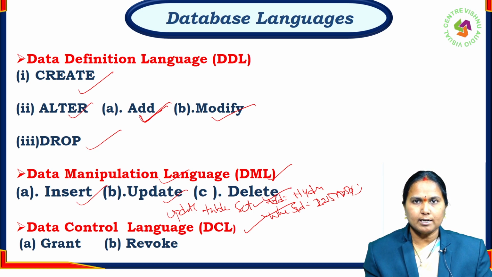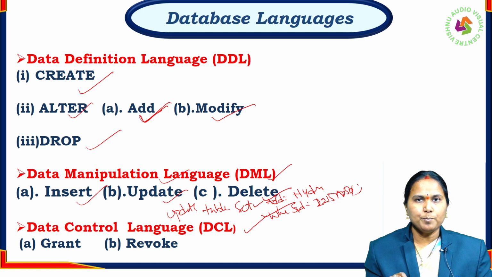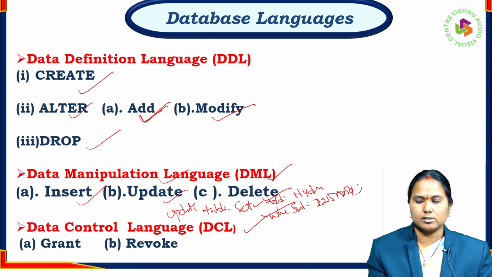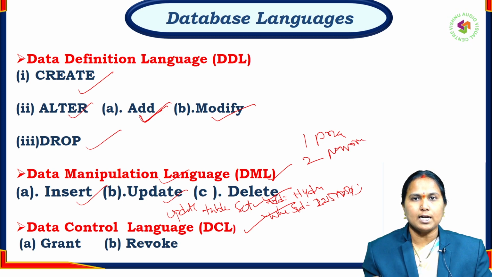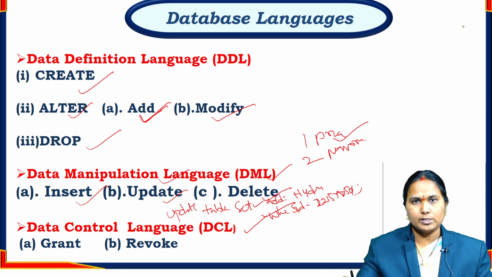By using the delete command, we can delete the content from the database. The data manipulation language mainly concentrates on two things: one, procedural language; second, non-procedural language. What is the purpose of procedural language? In the case of procedural language, we define the procedure, how to do it and how to retrieve the data. That procedure we are defining.